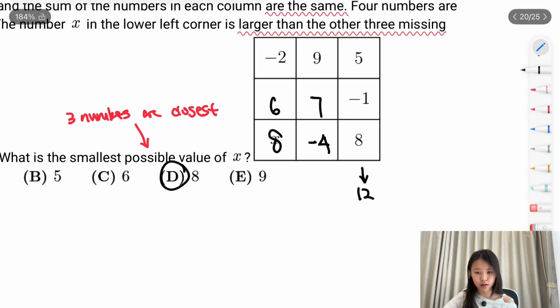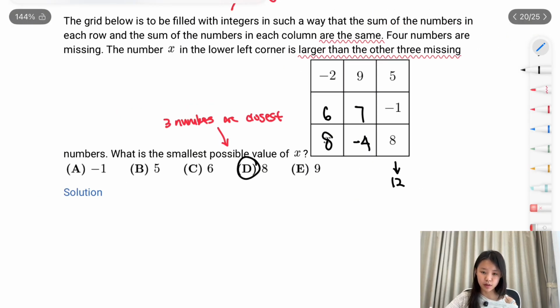Since there already is 6, 7, 8, there's no possible number that is smaller than 8 for x.